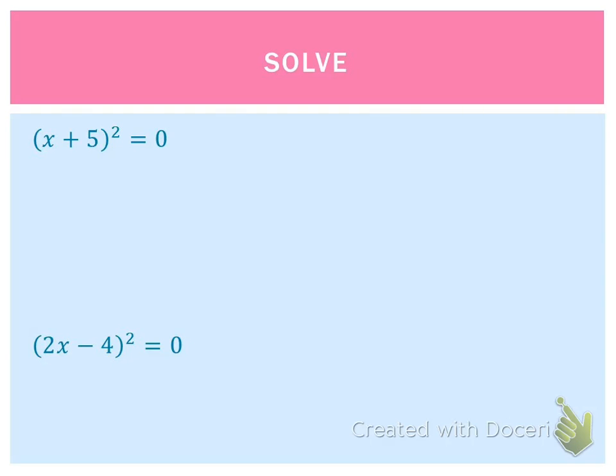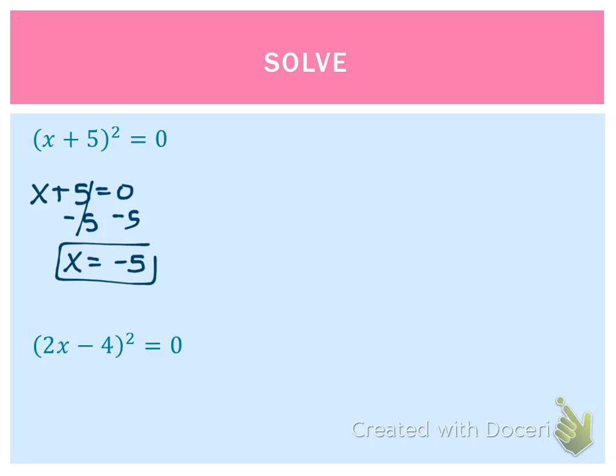Count up how many x's you have in your original problem. 1. Yes, technically I know that there are 2, but we only see 1. So there's only going to be 1 answer for x because it's going to be the same for both of them. So I'm just going to disregard this squared. I really don't need to pay attention to it. And I'm just going to do x plus 5 equals 0. Subtract 5, and x is equal to negative 5.